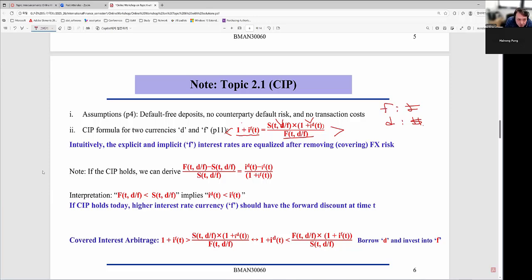So what you have on the left-hand side and right-hand side are two returns from two equivalent investments. Why are they equivalent? We are assuming the following things. First, default-free deposits, which means when you put £1 into a pound money deposit today, you know for sure after one year you're going to get this amount. Also, if you put a dollar amount into a dollar deposit, you know for sure you're going to get this amount after one period. That's the default-free part.